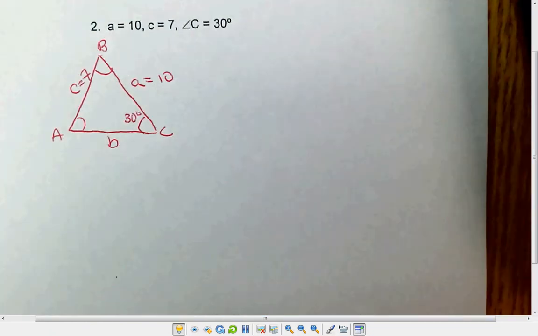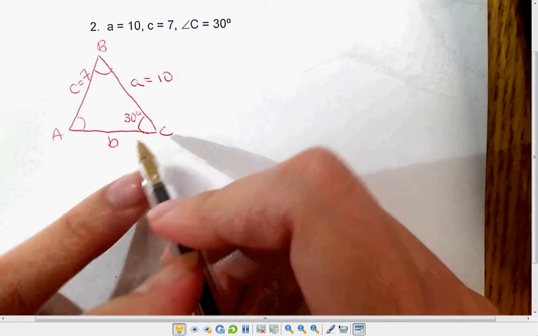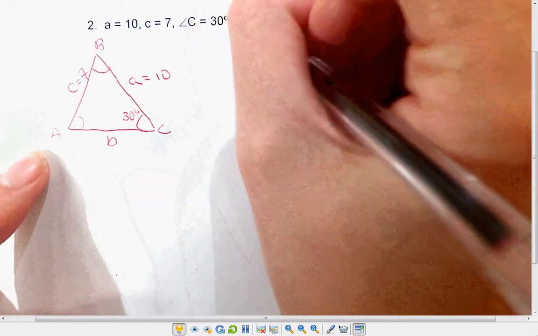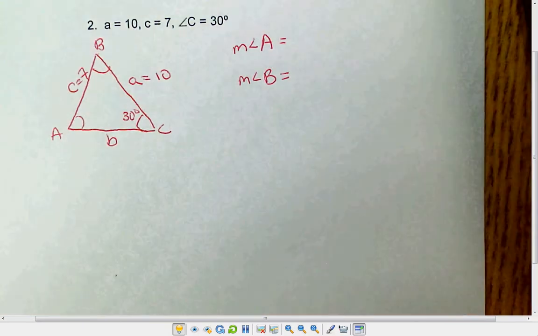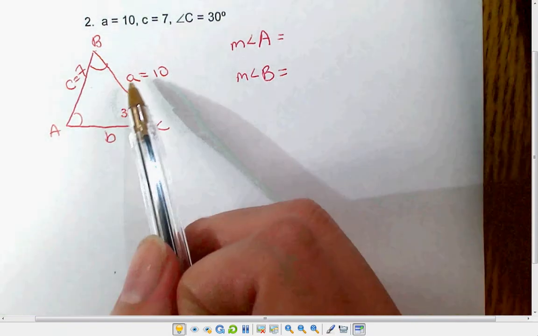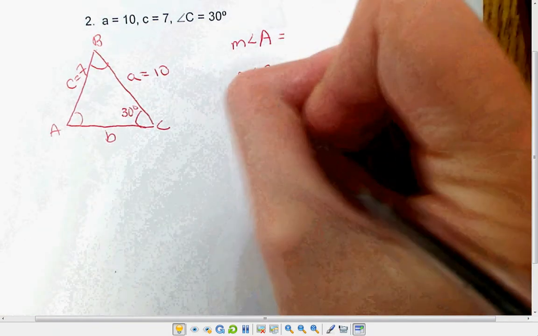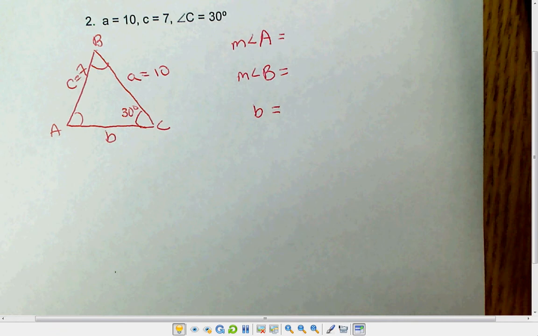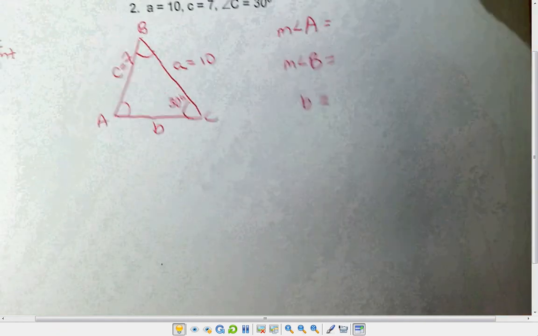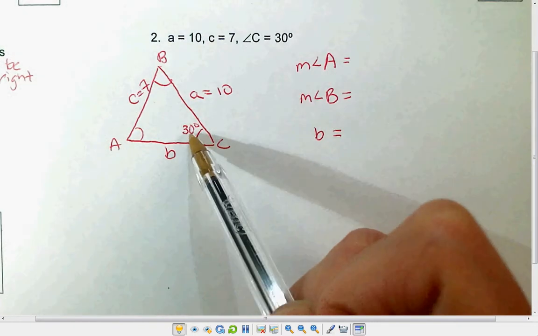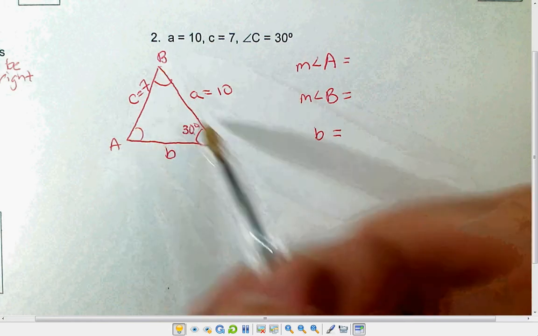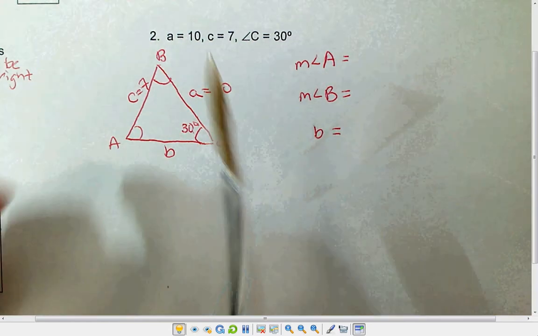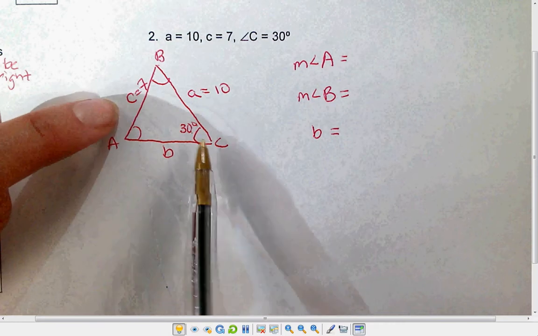So what's missing from this triangle? We know angle C, but we don't know the measure of angle A or the measure of angle B. And then we know A and C, but we don't know the length of side B. So here are the 3 things that I'm looking for. And so unlike our past problem, we can't just go in and solve for the other angle because we only have one angle. So we can't use the 3 angles add up to 180. What we do have is a pair. We have both C and C.